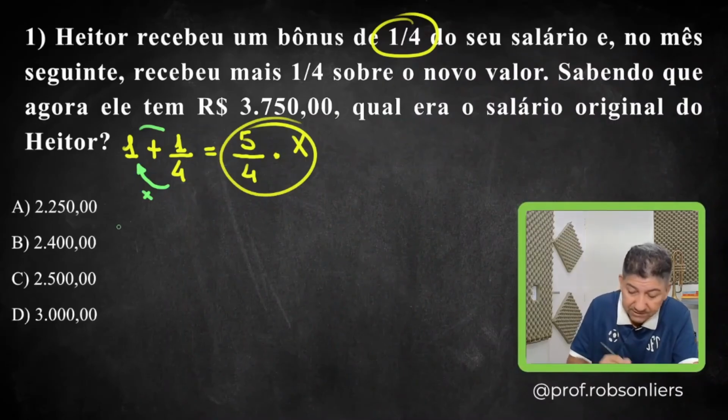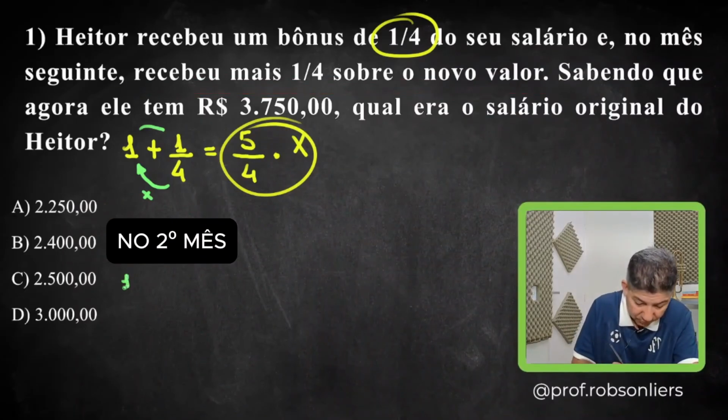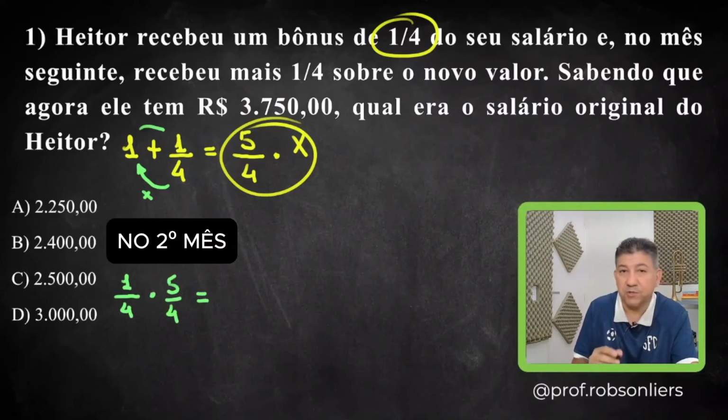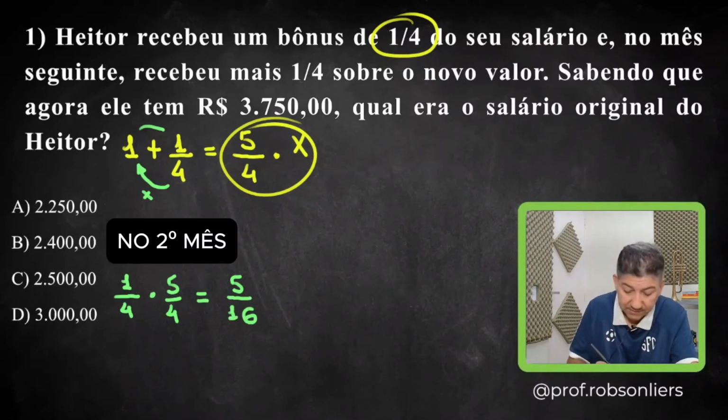So in the second month, look, in this second month, he received another quarter on top of the new amount. So let's calculate this increase. Here, 1/4 of the new amount times the new amount, which is 5/4. So times 5/4. When multiplying fractions, we multiply the top by the top and the bottom by the bottom. So 1 times 5 equals 5 over 4 times 4, 16. That was the new raise, the new increase he received. 5/16 of x.